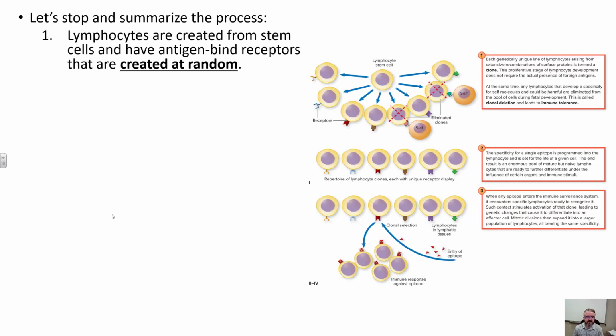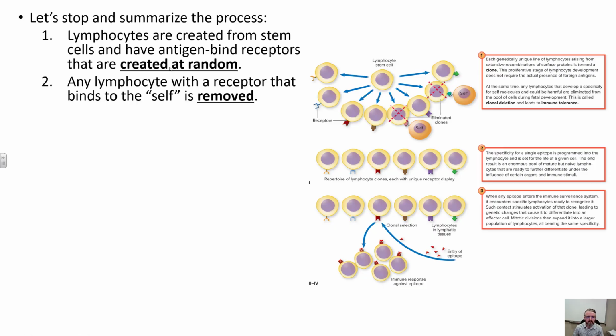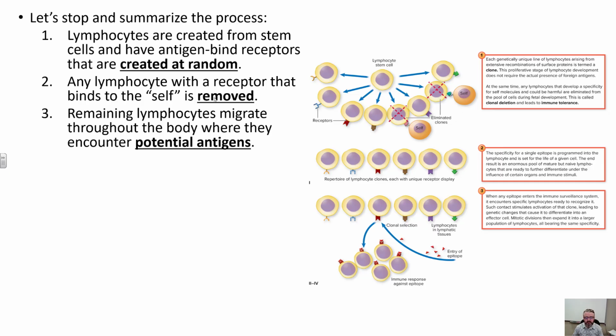So to summarize this, lymphocytes are created from stem cells with random binding receptors. They start off with any variety of receptor configuration. Any of those that bind to our own body tissue are removed very early in the development stage so that they should not be circulating throughout the body. Those that remain should only be able to respond to foreign antigens wherever they occur throughout the body.